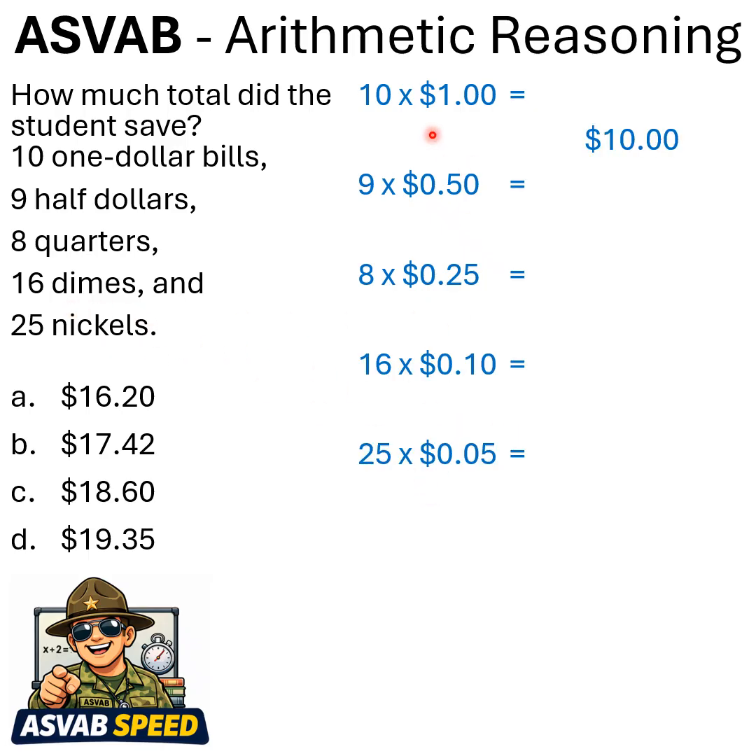Let's do the math. 10 times 1 is 10. 9 times 5 is 45. Move the decimal for 450. 25 cents is just a quarter. 4 quarters to $1, 8 quarters to $2. 10 cents is easy. You just move the decimal on 160 for $1.60. Don't think of this as 25 nickels. Think of this as 5 quarters for $1.25.